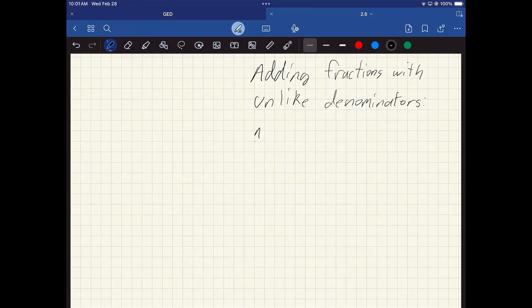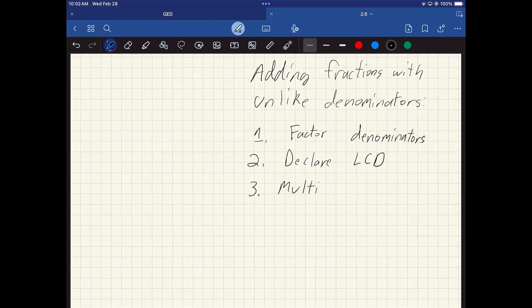So we have step 1, and that is factor denominators. Step 2 is to declare the LCD. Step 3 is the multiplication identity. Step 4 is to add or subtract numerators.